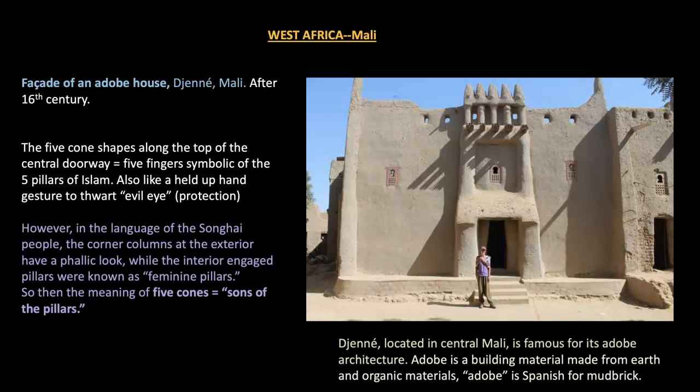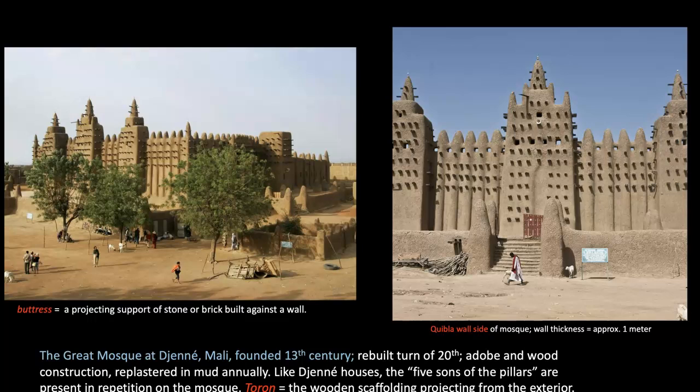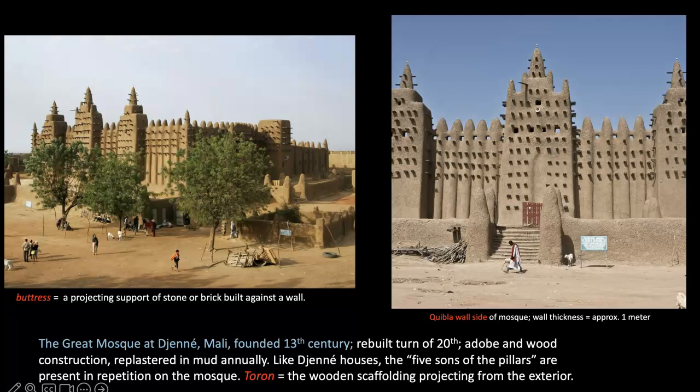So with this in mind, and of course this would be a home for an average family, you find, of course, the practice of Islam in Mali, and with it, of course, necessitating the construction of great mosques. This is known here as the Great Mosque of Jenne. This one is very old, founded in the 13th century. It needs a lot of maintenance, and it has been rebuilt at the turn of the 20th century. But much like the home we just examined, it's principally made of adobe and wood construction, and of course requires replastering in mud annually.